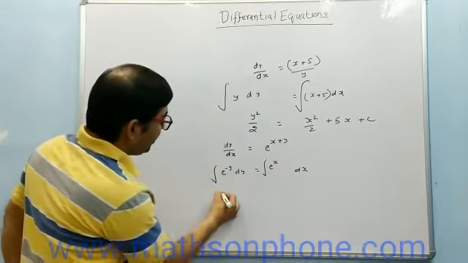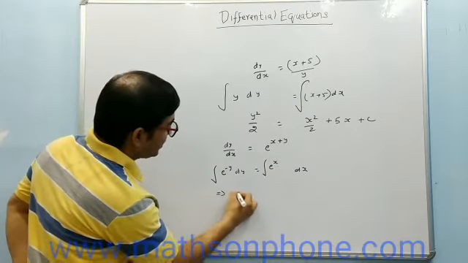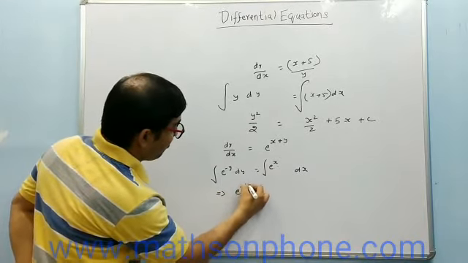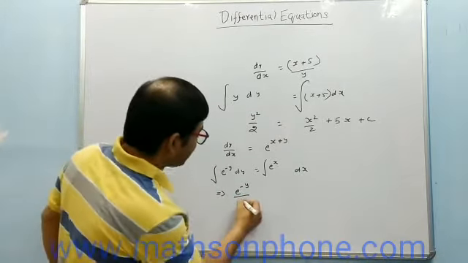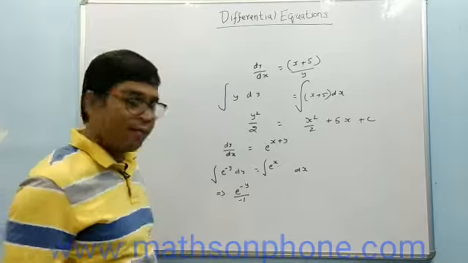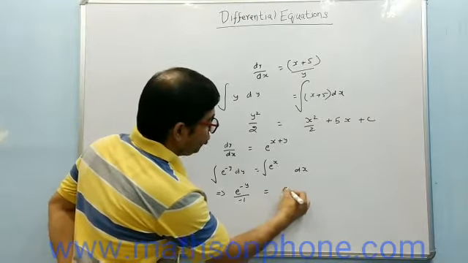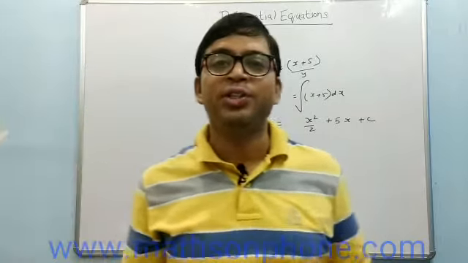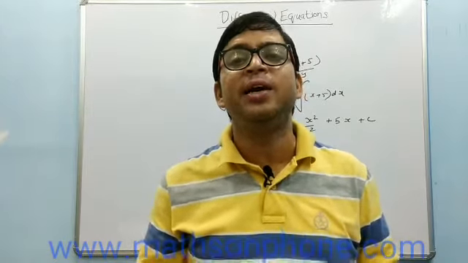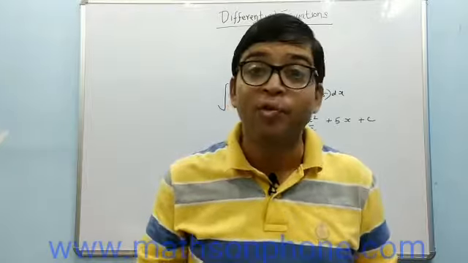You will get integration of e to the power minus y is e to the power minus y by minus 1, because the coefficient of y comes in the denominator, so minus. And here, what is that? e to the power x plus c. This is the solution of the differential equation. Very, very easy, variable separable, but all the time you won't get that.